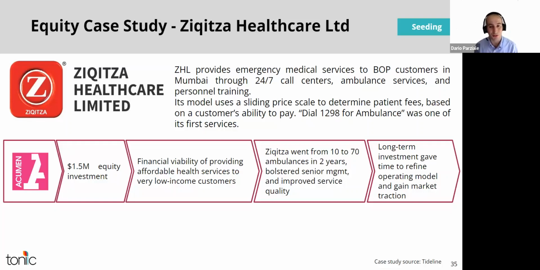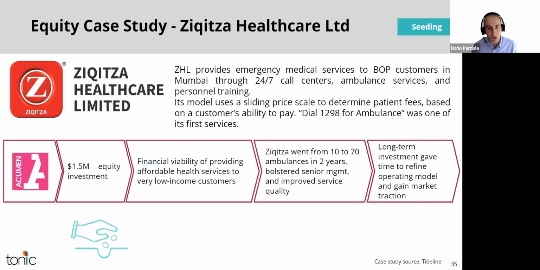An equity investment was deemed an appropriate means to demonstrate the financial viability of providing affordable healthcare services to very low-income consumers. And as a result of this investment, Ziqitza went from 10 to 70 ambulances in 2 years. It bolstered its senior management and improved service quality. The long-term nature of this equity investment also gave Ziqitza the time to refine its operating model and gain market traction. The catalytic capital role in this instance was to seed early-stage innovation.